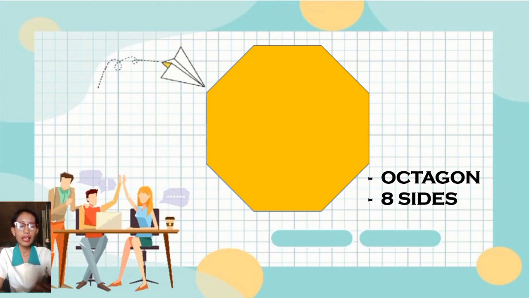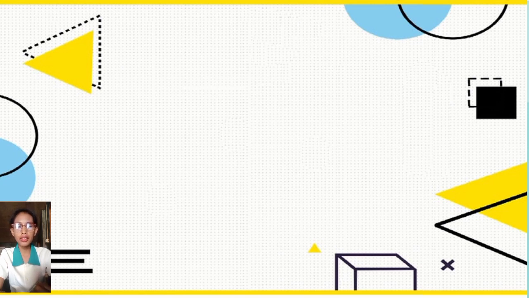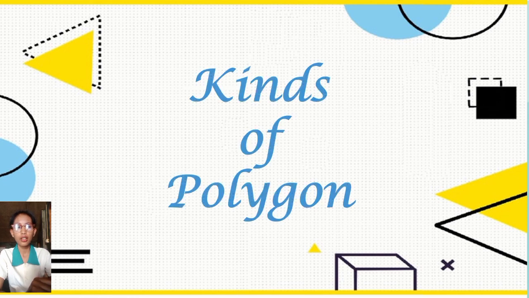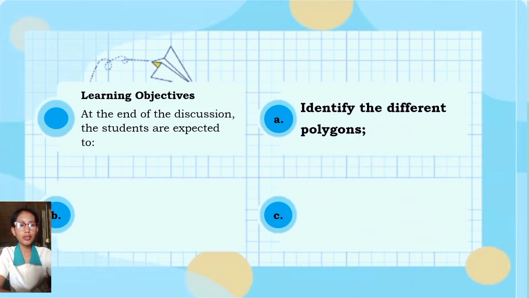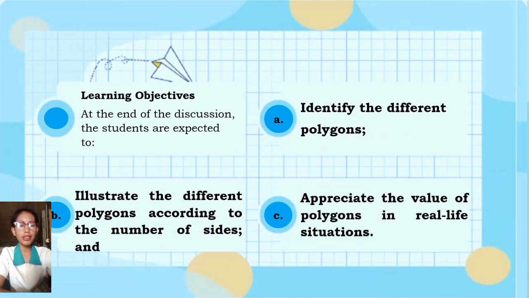So, ngayon, base doon sa mga figure na hinulaan nyo kanina, ano sa tingin nyo ang ating lesson ngayon? Is anyone who wants to answer? Correct. It is a kind of polygon. These are our learning objectives for this lesson. Everybody please read. Thank you for reading. So it says there that at the end of the lesson, you must know how to identify, how to illustrate, and how to appreciate the kinds of polygon in a real life situation.